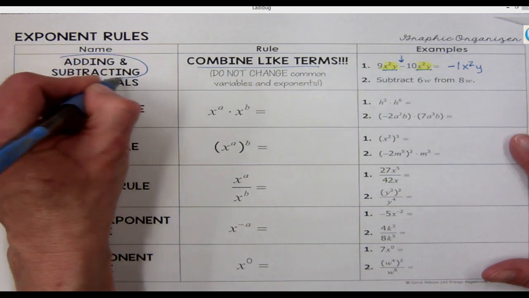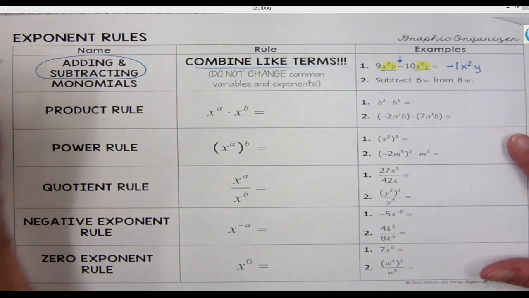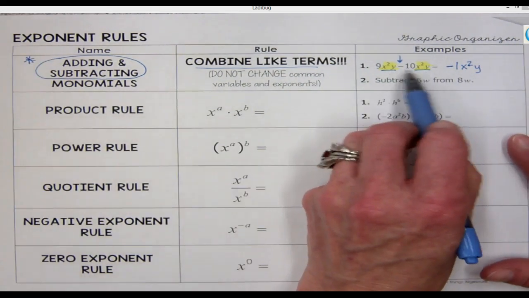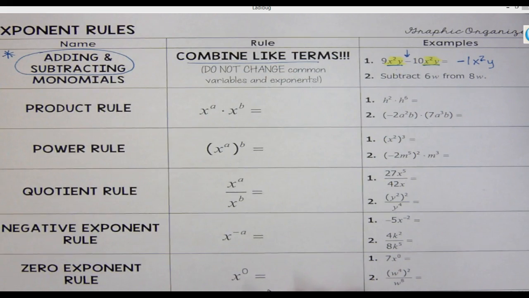Okay? This is simply combining your like terms. This is only when you're adding and subtracting. Make sure that you are adding and subtracting if you're keeping the x and the y the same. I'm going to scooch in on this a little bit. So there you have that.